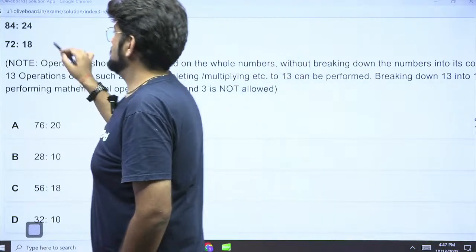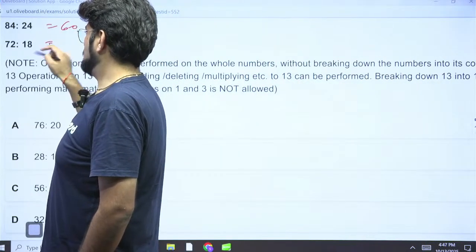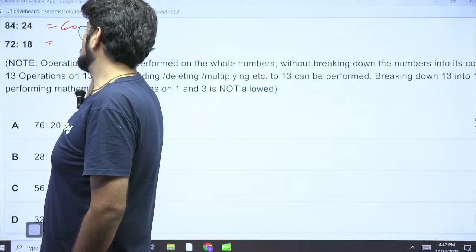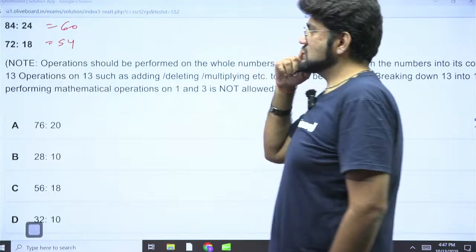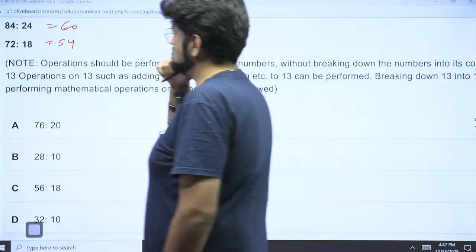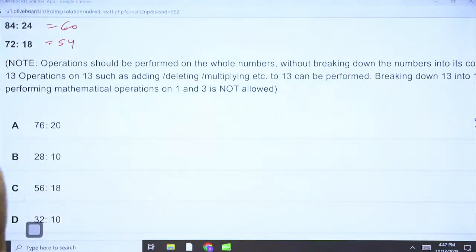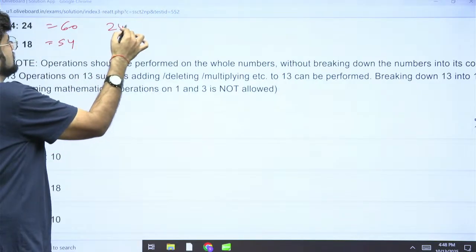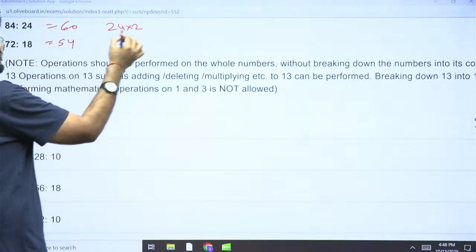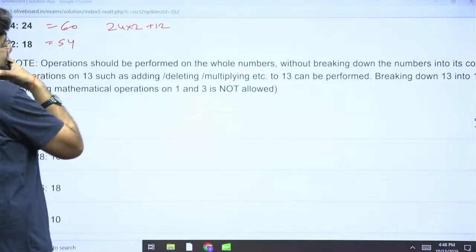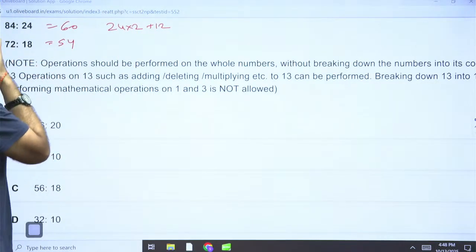So this is 60. And this is 54. 24 and 60. 24 into 3 is 72. 24 into 2 is 48. Let's build this like this. 48 plus 12 is 60. And 60 plus 24.